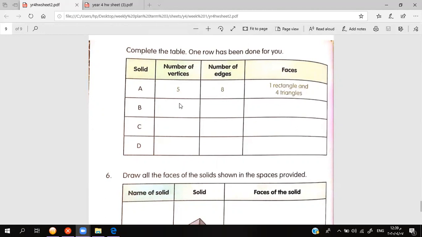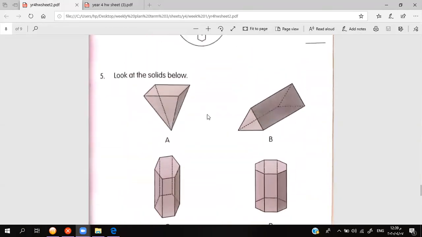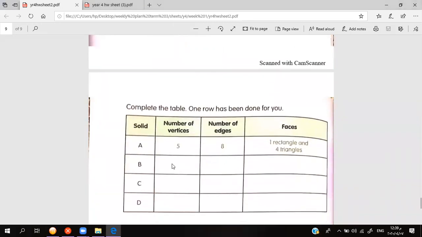What about number B? Let's see how many vertices. Number B. How many vertices in B? Let's count. 1, 2, 3, 4, 5, 6. So a triangular prism got 6 vertices. So here it's gonna be 6.